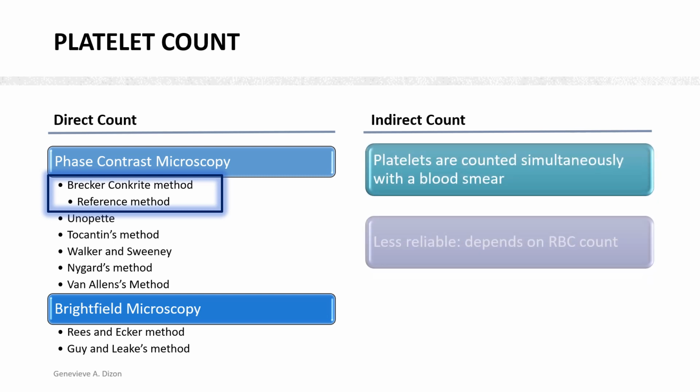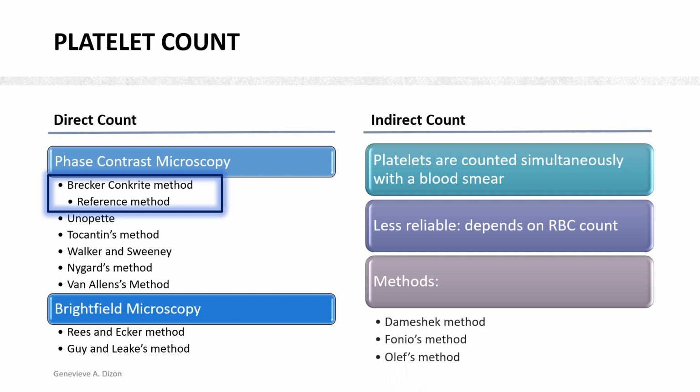In the indirect count, platelets are counted simultaneously with the blood smear, which is less reliable because that means we need to depend on the RBC count. Different methods are also seen in indirect count.